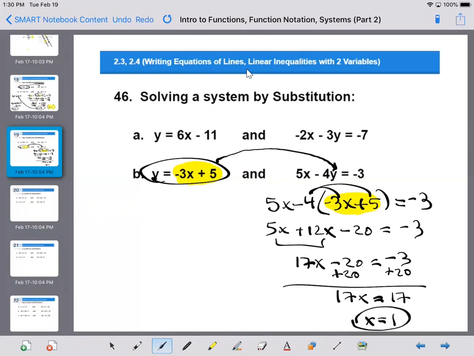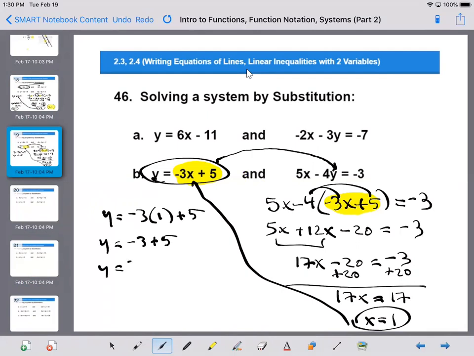And then I'm going to come right back here. So negative 3 times 1 plus 5. That's negative 3 plus 5. So y is equal to 2. So 1, 2 is the solution.